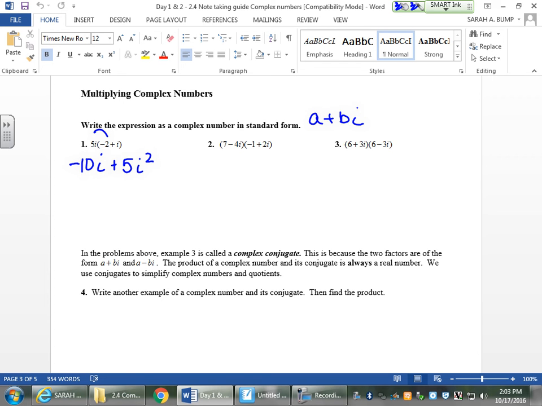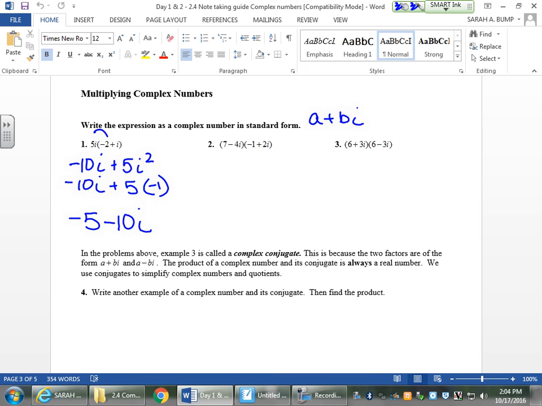There is no i squared in standard form. But I did learn a fact yesterday, and that is i squared equals negative 1. So I can replace the i squared with negative 1. So i squared should not be in your final answer. Keep in mind real part, then imaginary. So when I do 5 times negative 1 and get negative 5, that should be written first, and then the minus 10i. So it's in the A plus BI format.